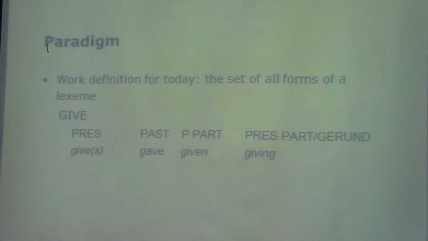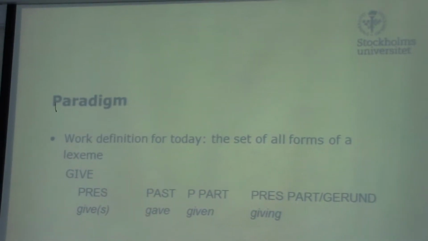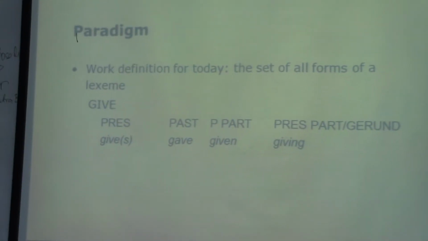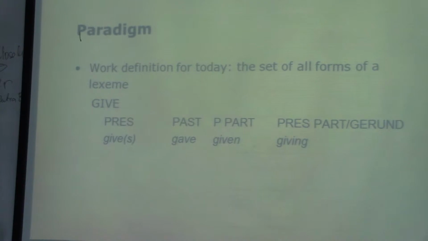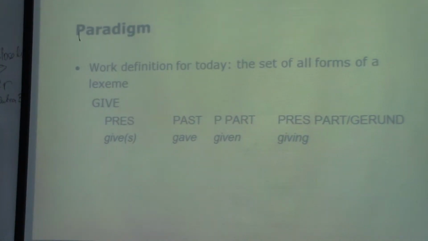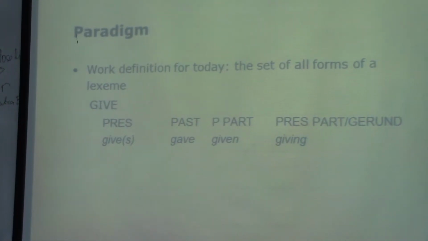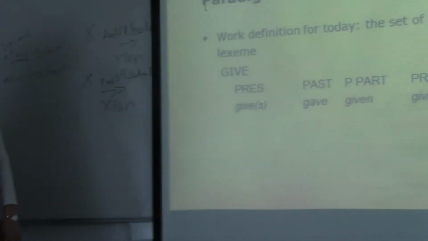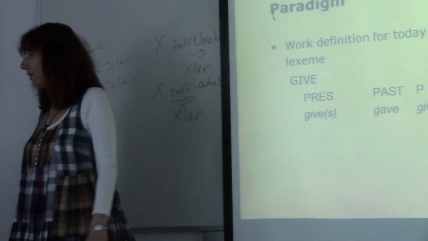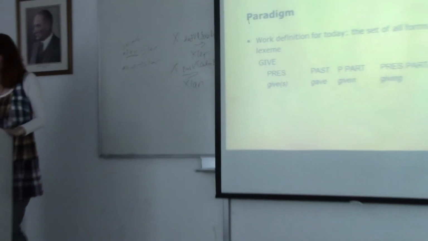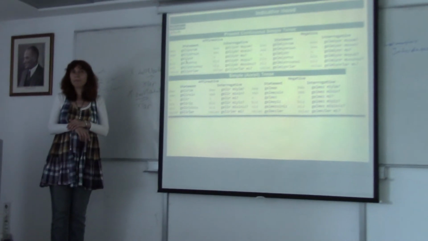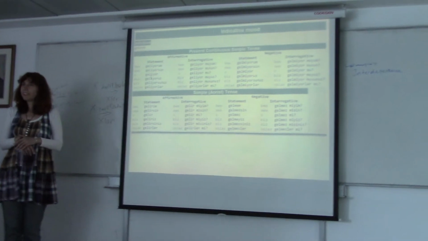So for today, I will define as paradigm the set of all the forms that a lexeme has in a language. So in English, a verb paradigm doesn't have many forms to speak of. The present has like 2 forms, the past has 1, the past participle has also 1, and then the present has a gerund, that's it. Now if we go to a Turkish paradigm, and that's only part of the paradigm, things are different, right?